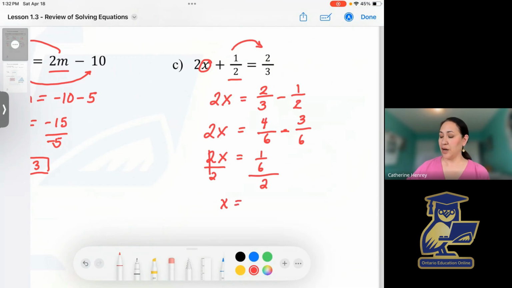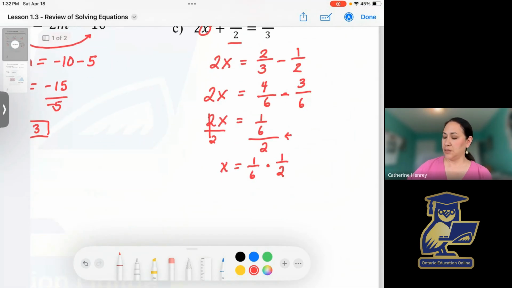Remember dividing fractions? We'll have 1/6. We're going to change that division sign to a multiplication. And instead of using 2, we're going to take the reciprocal of 2, so that our final becomes 1 over 12.